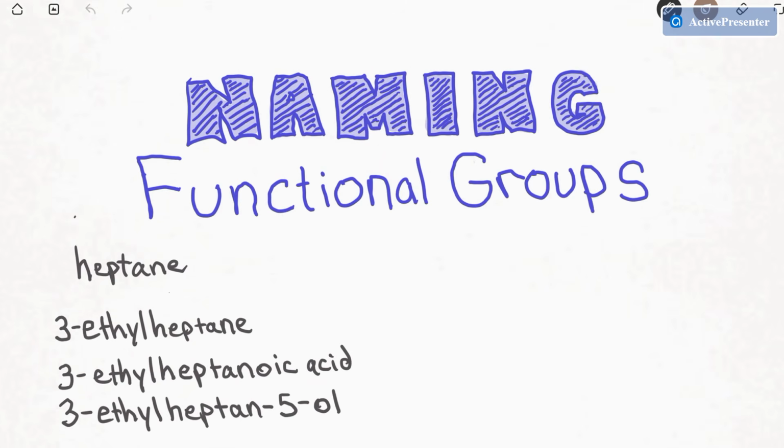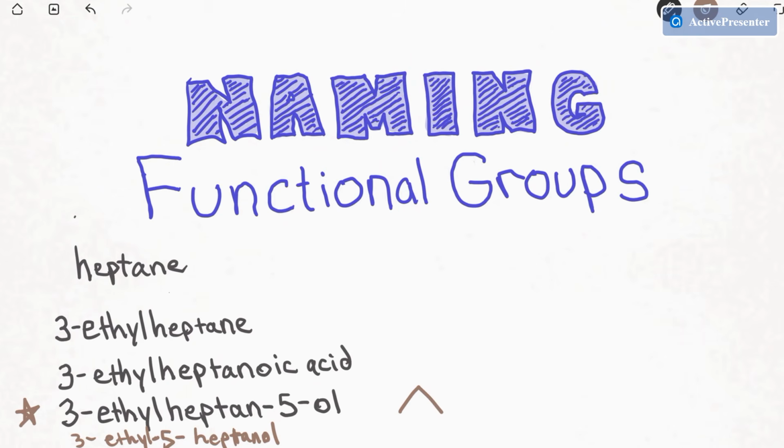All right, now let's look at the bottom example here. 3-ethyl heptane 5-ol. Or you could also say 3-ethyl 5-heptanol, 5-heptanol. You can do it that way too, and that kind of rolls off the tongue better, don't you think? 5-heptanol instead of heptane 5-ol. So 3-ethyl-5-heptanol, because you always separate the numbers from the words with hyphens. Same thing as the 3-ethyl heptane 5-ol, same thing.